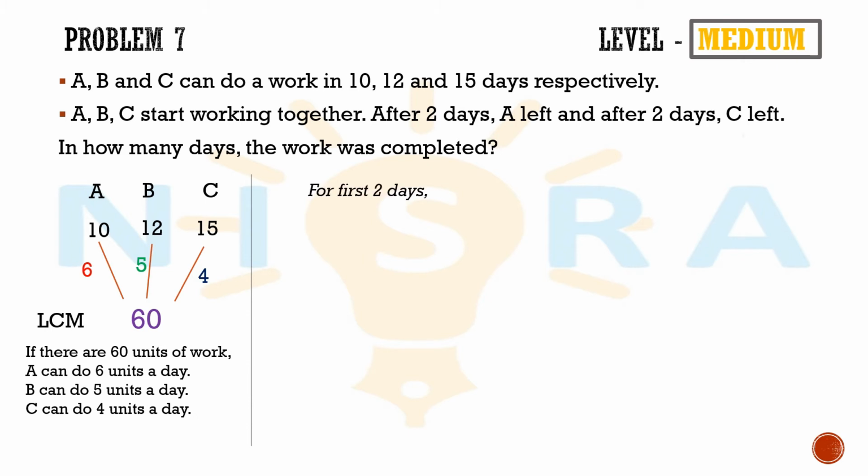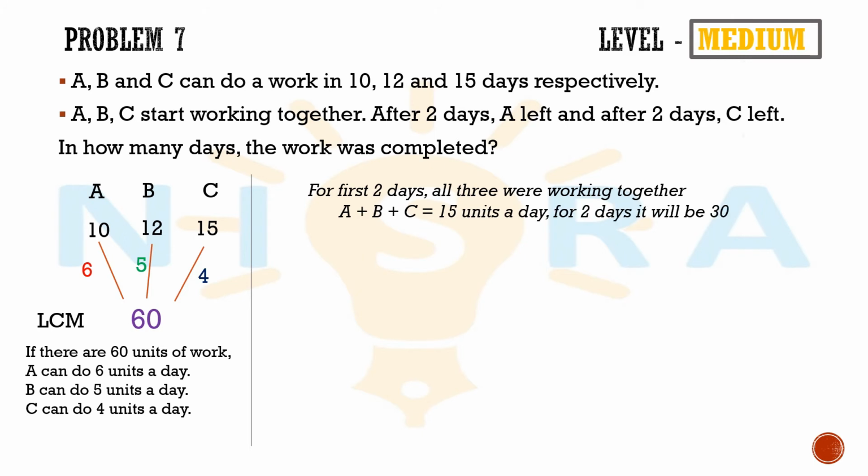For the first 2 days, all three were working together. So A plus B plus C, which will be 15 units a day. So for 2 days, it will be 30 units. After 2 days, A left.